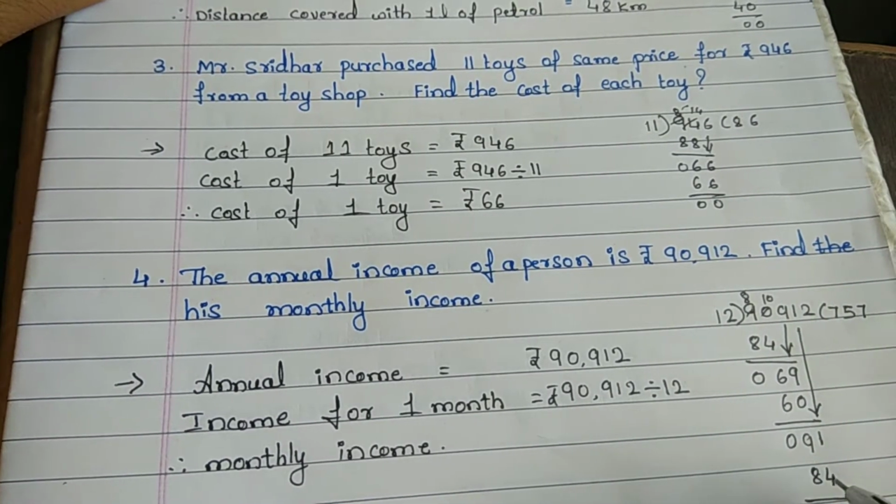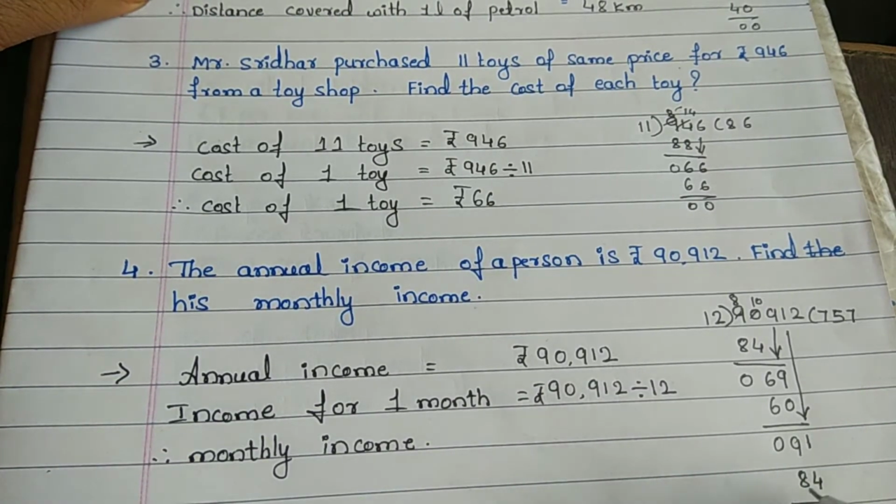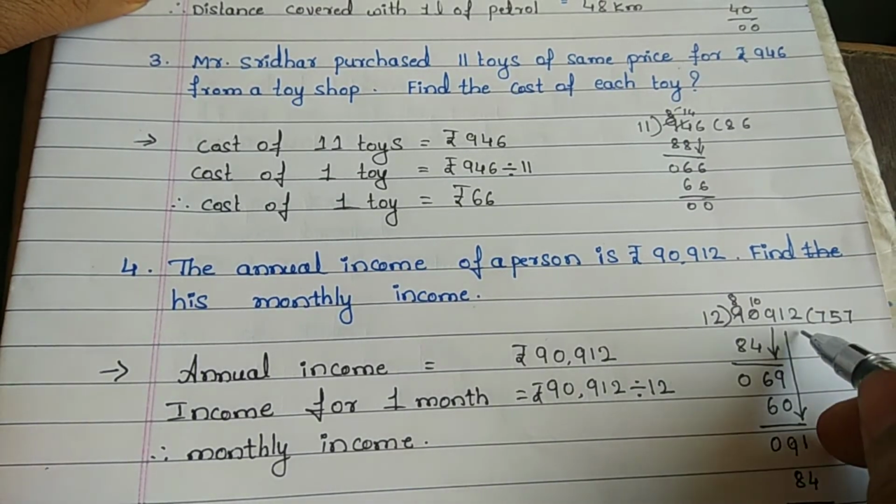11 minus 1 minus 4 means it will not go. Then it will become what? 11. 11 minus 4 is how much? 7. Then it will become 8. 8 minus 8 is 0.